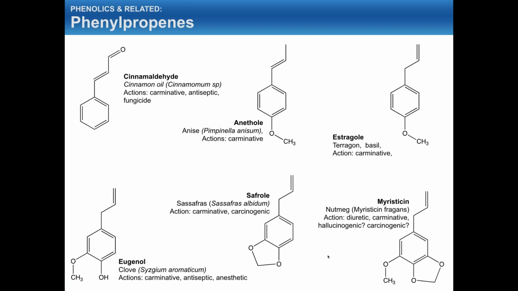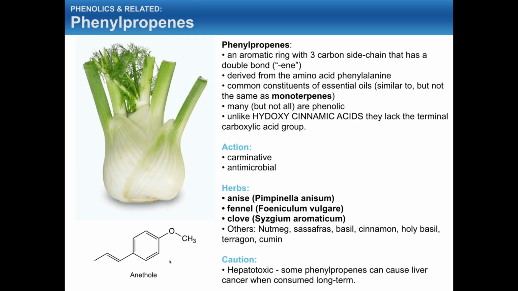I think if you know that these are all phenylpropenes and that some phenylpropenes are hepatotoxic, and a lot of these phenylpropenes are found in essential oils, I think that's kind of what I'm looking for. Also, on an exam, what I might say is anethol, which is found in anise, is rich in which class of compounds? Is it A, phenylpropenes, B, carotenoids, C, something like that, okay?